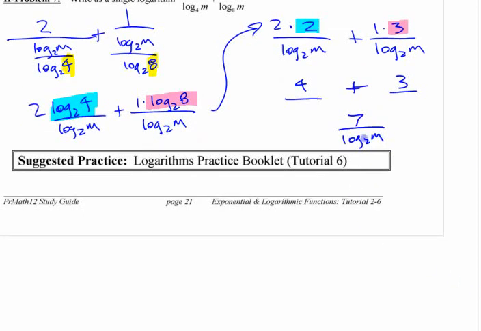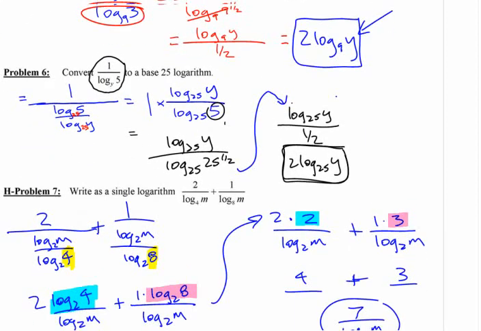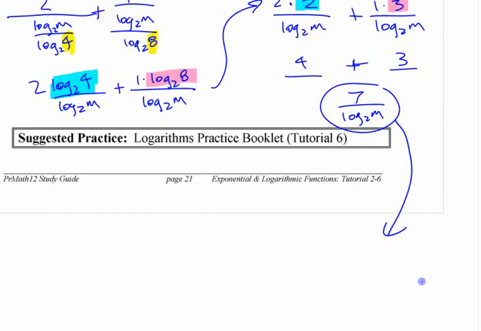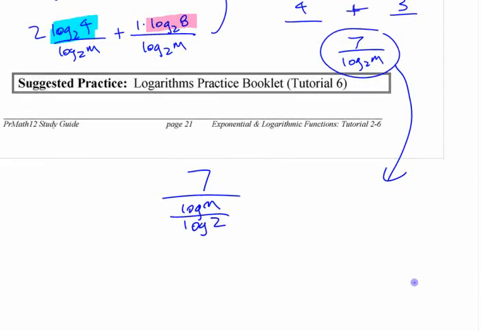If you want, this is already writing it as a single logarithm. If you want, you can do what we did up in the previous one, and simplify this so that it's not a fraction like that. I mean, it's like anything, you can keep working with things and changing them around until it's what you want it to be. You could make that one 7 over log m over log 4, or log 2 if you wanted it to be in base 10 logs. You could make that into 7 times log 2 over log m.